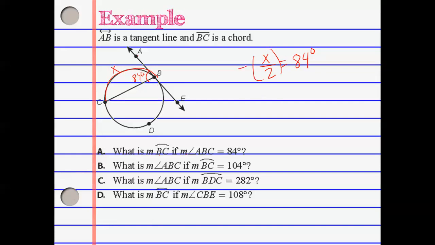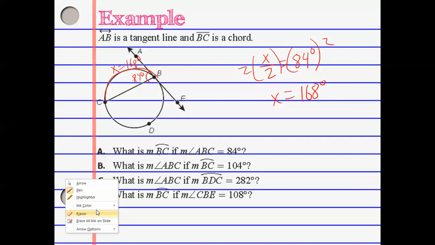So now all we have to do is just multiply both sides by 2. Because remember, if the angle is half of the arc, then the arc is double the angle. So we're just going to take 84 times 2, and that's going to give us 168 degrees. So x in this case would equal 168 degrees.